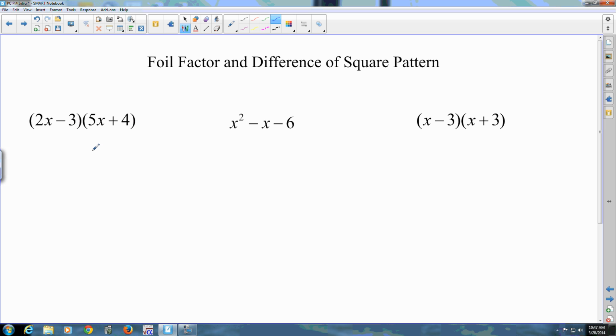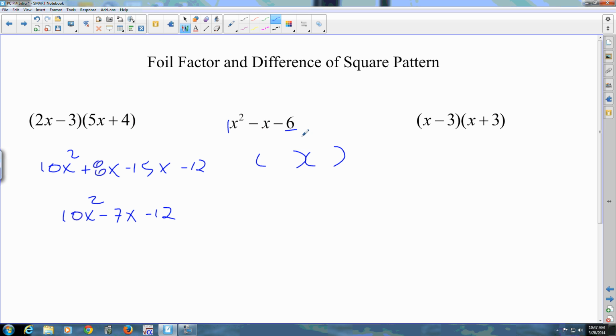Okay, FOIL and difference of square pattern. So FOIL is, so that would be 10x squared plus 8x minus 15x minus 12. So 10x squared, that would be what, minus 7x minus 12. So to factor it, when the leading coefficient is 1, you just ask what multiplies to the end and adds to the middle. So it would be x minus 3, x plus 2.